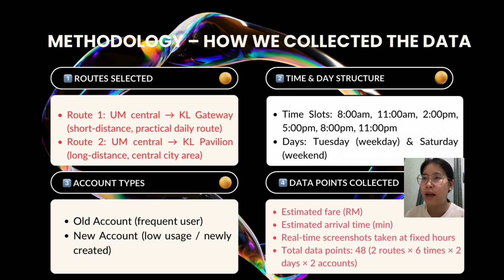For methodology, we selected two routes, UIM to KL Gateway and UIM to KL Pavilion, representing short and long-distance trips. Data was collected at 6 fixed times from morning to midnight on both Tuesday and Saturday. We used an old and a new Grab account to compare pricing differences. For each case, we recorded the estimated fare and the arrival time. In total, we collected 48 screenshots to observe how price varies by time, route, and user profile.